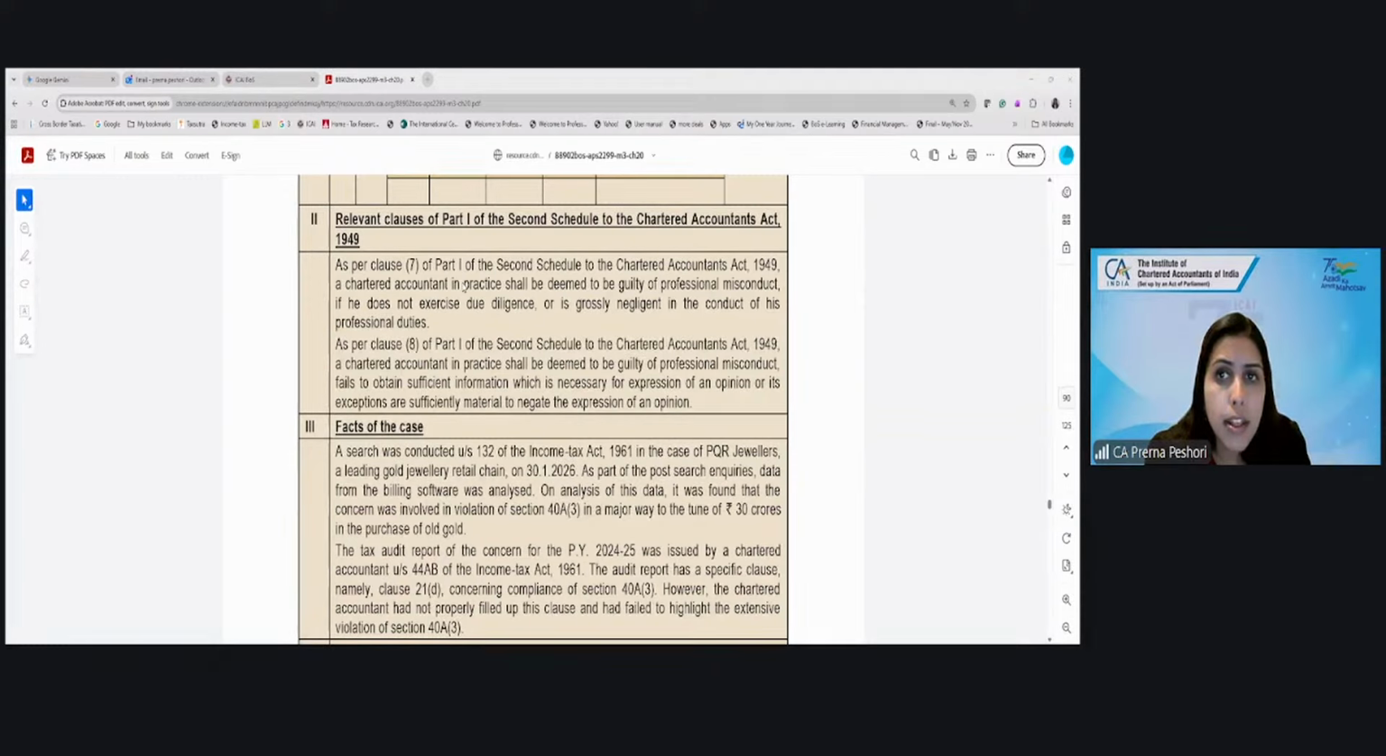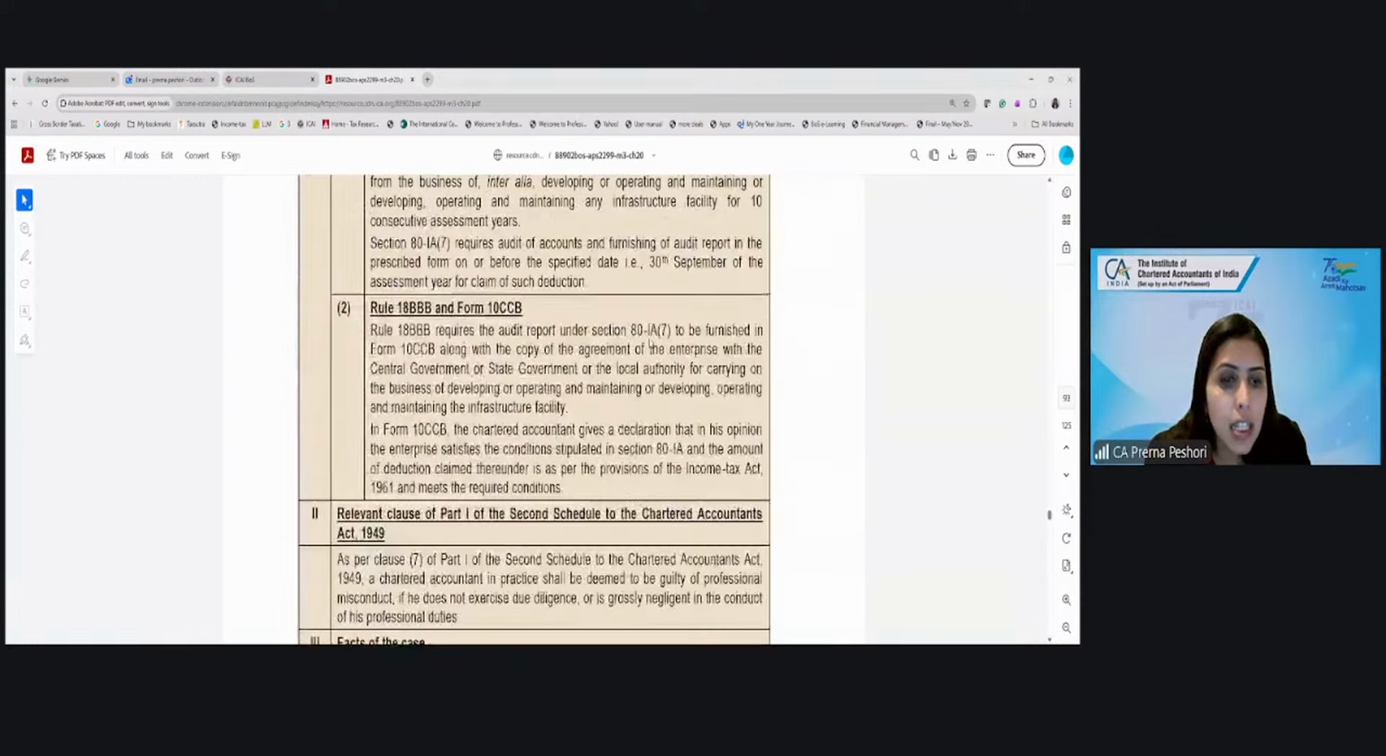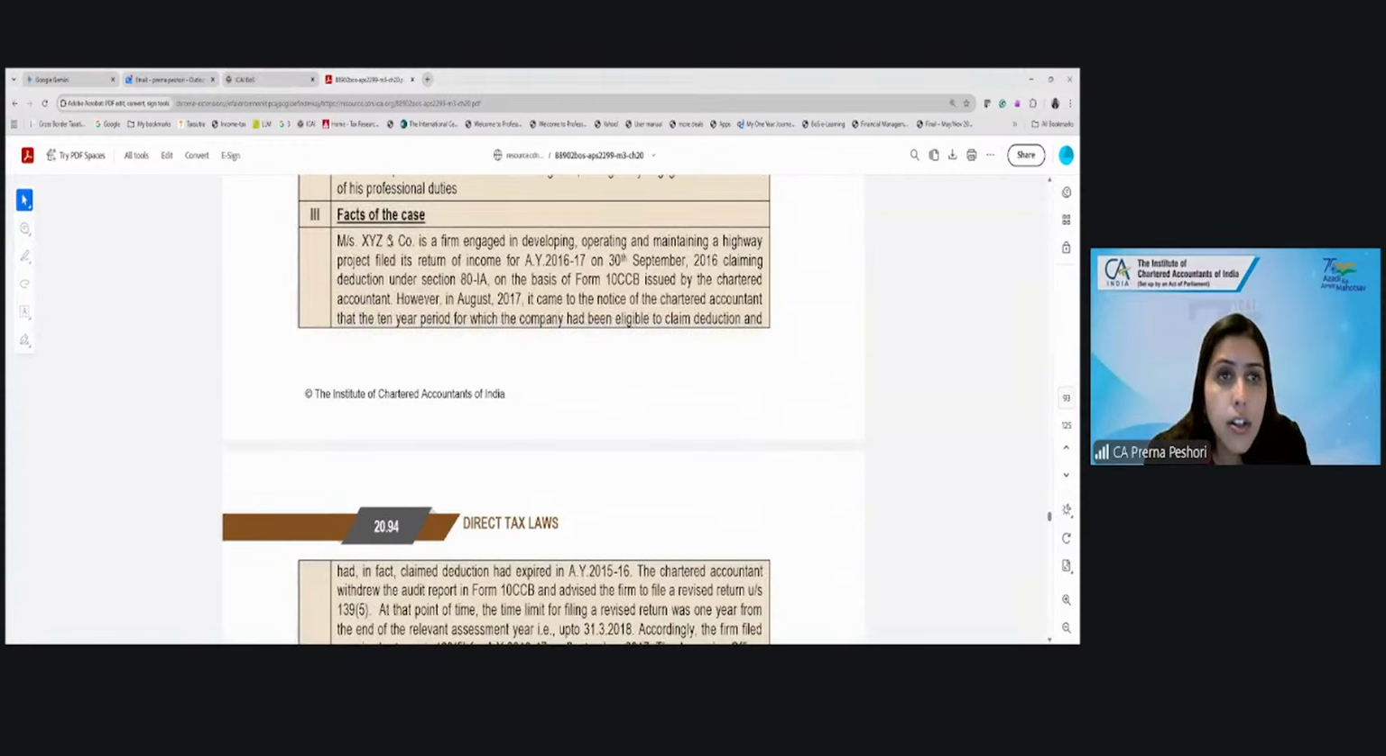Okay, let's look at the next one. Case study 3. Now here, XYZ and Company is a firm engaged in developing, operating and maintaining a highway project, filed its return for AY 16-17 on 30th September 16, claiming the deduction under 80-IA on the basis of Form 10CCB issued by a CA. In August 2017, it came to the notice of the CA that the 10-year period for which the company had been eligible to claim the deduction and had in fact claimed the deduction had expired in AY 15-16.